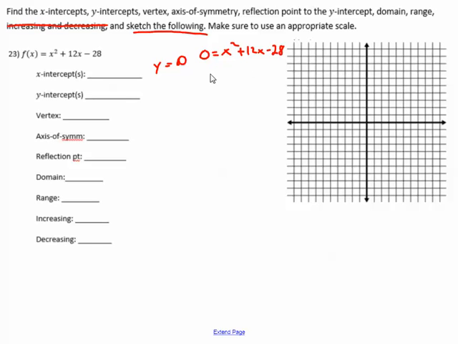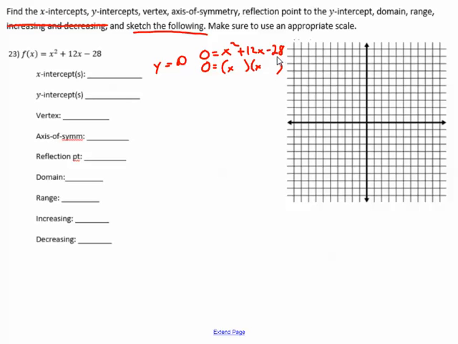I'm not graphing it yet, graphing it eventually, but I'm going to find out what my x-intercept is. The x-intercept happens when y equals 0. I've got this equation, 0 equals x squared plus 12x minus 28. All I'm doing is factoring this out. So 0 equals x here and x right there.